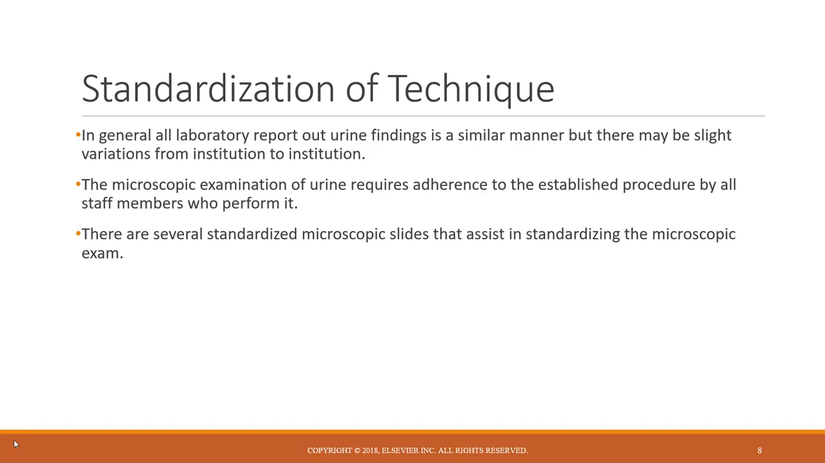The microscopic examination requires adherence to the established procedure by all staff members who perform it. And this makes sense. If we all looked at the same urine sample microscopically, all of our results should match within a plus or minus 20% reference range. And that's why it's important that you don't skip over items that may be present in a microscopic urine sample. There are several standardized microscopic slides that assist in standardizing the microscopic exam. So when you get a job, again, your first thing is to be trained in resulting out in a standard way in compliance with your laboratory those results that you see.